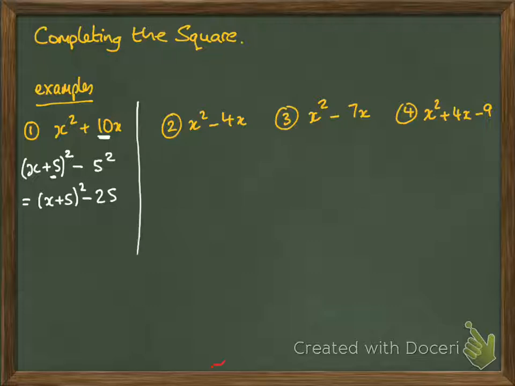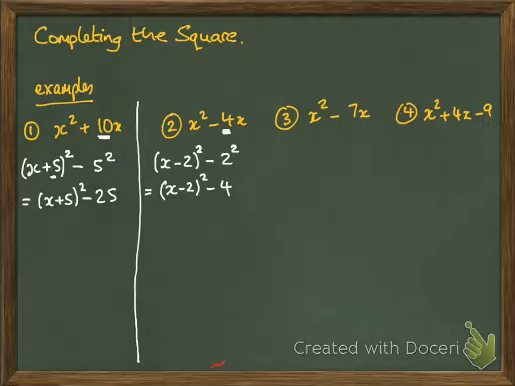The same with question 2. Although we're doing x squared, take away 4x this time instead of adding it. So we start off by x minus 2 squared. So again, whatever that number is, we half it and it goes in there. And then we take away that number squared. So our finished answer, we tidy that up for question 2, will be x minus 2 squared, take away 4.